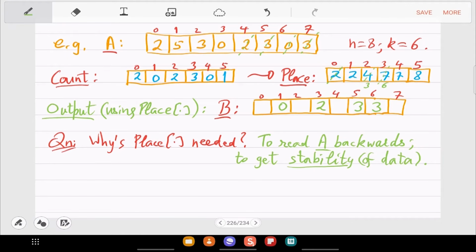Say that again. You will be using multiple scans of count. No. Yeah, so that's a good question. How do you do this in one scan? So you just scan A from left to right, say, and whichever number you see, that index in count you increment. Initially count is all 0. When you see 2, then the index 2 should be incremented by 1. Then when you see 5, index 5 should be incremented by 1, and so on.